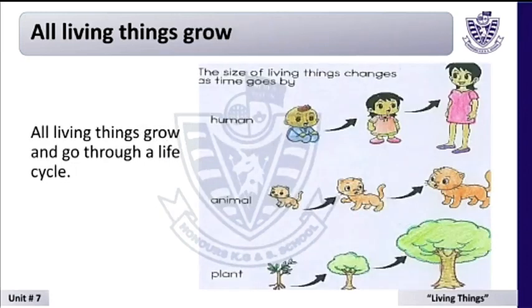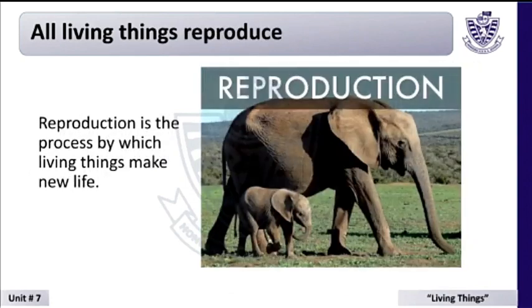All living things grow and go through a life cycle. You were born as a baby, develop into a child, then a teenager, and will grow into an adult. All living things reproduce. Reproduction is the process by which living things make new life. Animals produce their young ones. Plants are pollinated and produce seeds, while bacteria divide to produce more bacteria.